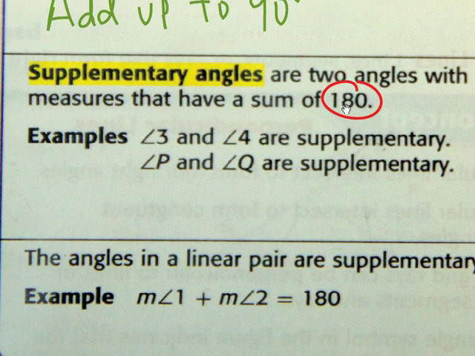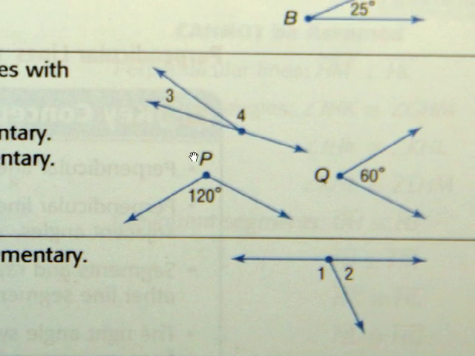Supplementary angles are two angles that have a sum of 180 degrees. So let's come over here. Let's take a look at this 3 and 4 one first. Look at this angle right here is 3, and that's a huge obtuse angle. Look at that big angle. I'll put two arcs just to show that they're not equal to each other. So angle 3 and 4, they form a straight line. It's a linear pair, isn't it?